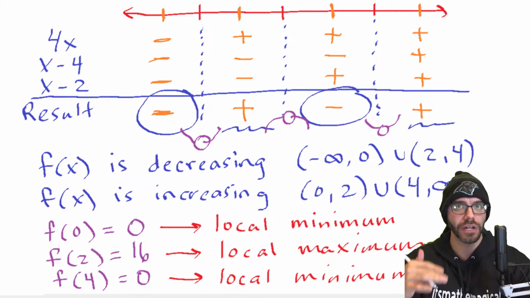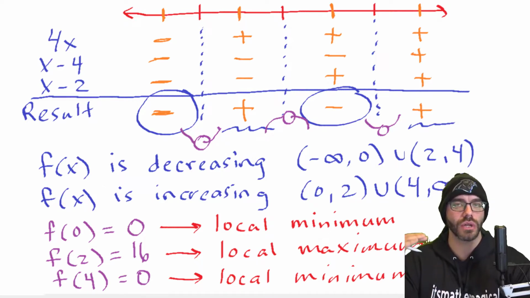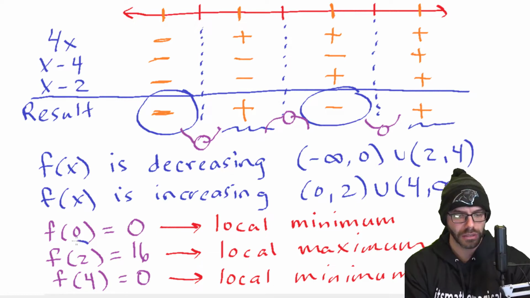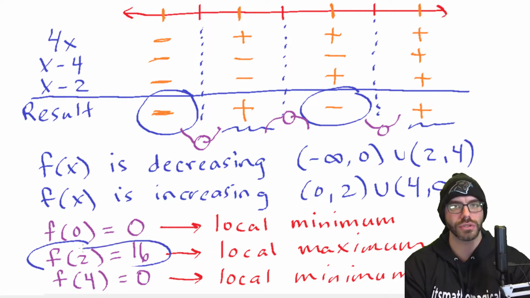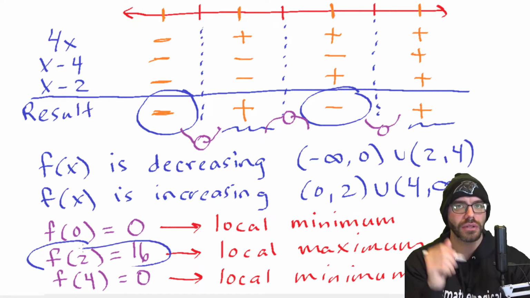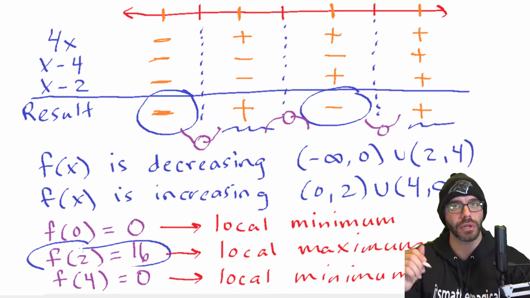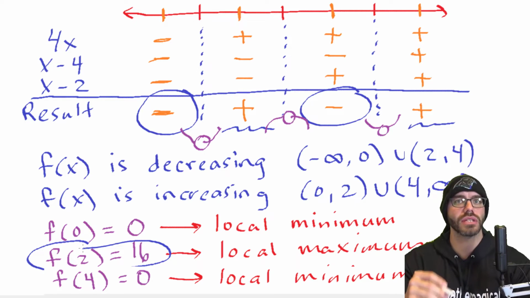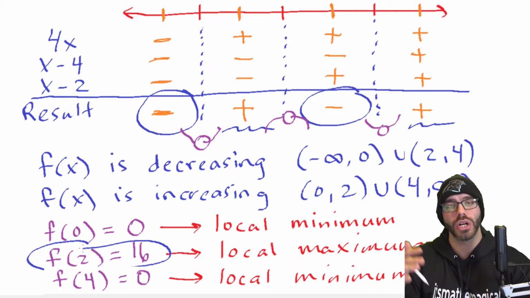Now remember, the function value is the actual local minimum value or local maximum value. So this coordinate here, 2, 16. 2 is the x value. That's where the local maximum of 16 occurs. So the x value tells you where the maximum or minimum occurs. The function value or the y value actually is that value.